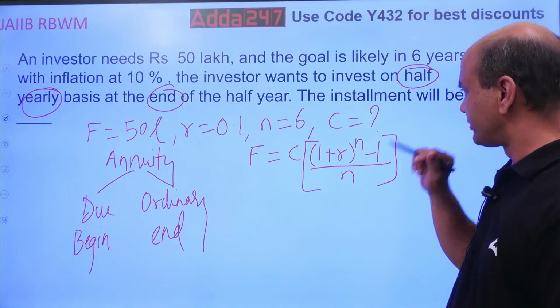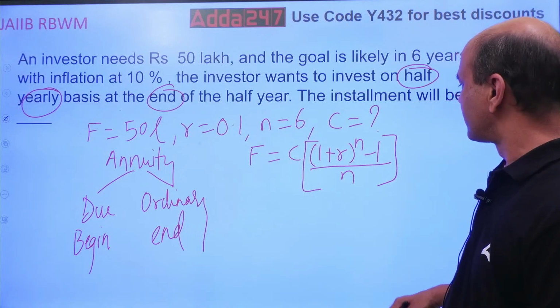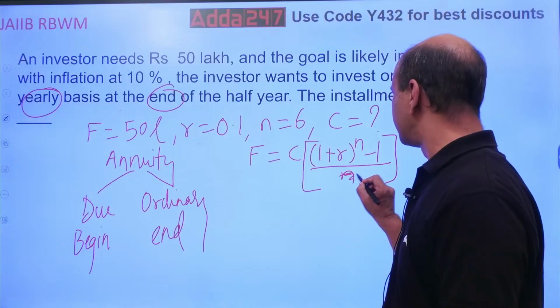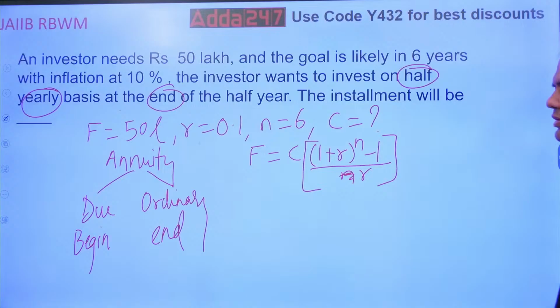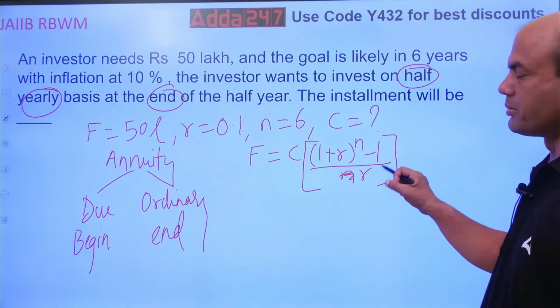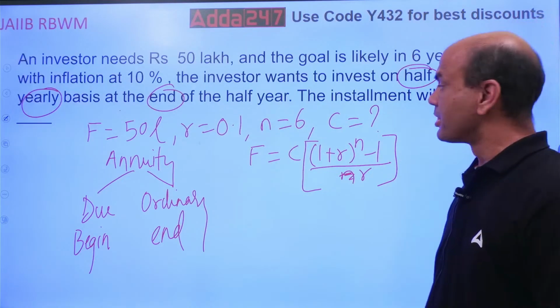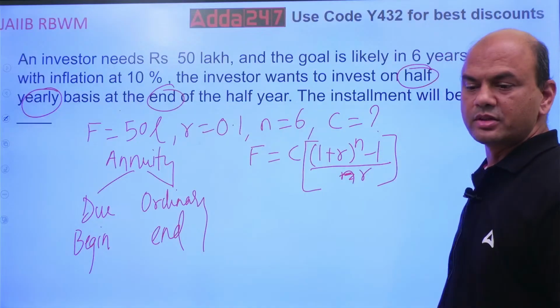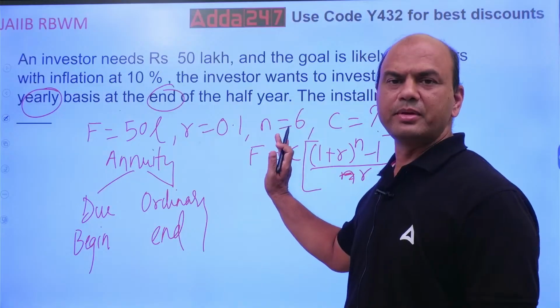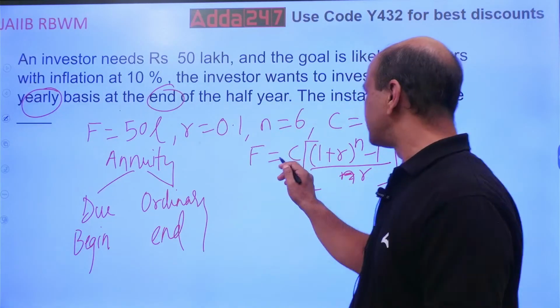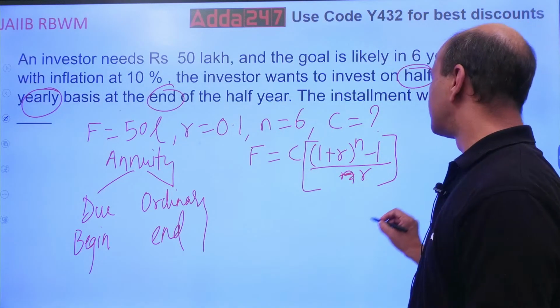Upon R it should be. R, it's not N. 1 plus R raised to N minus 1 upon R. So now get the answer. What do you know over here? Let's keep this F separate for the time being and solve this part only.